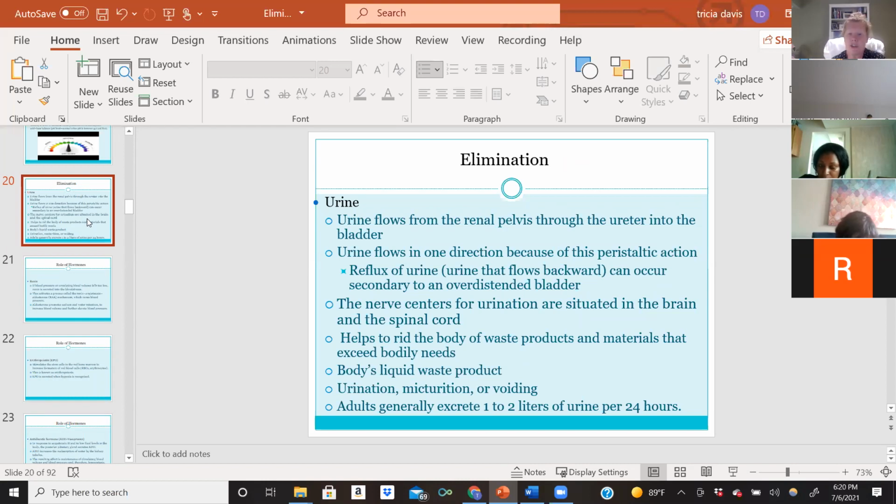The nerve centers for urination are situated in the brain and the spinal cord. So keep that in the back of your mind.